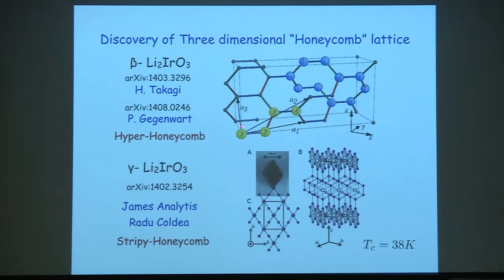And this is the conventional unit cell of this material. In the primitive unit cell, you have 4 sites. So it's actually a bipartite lattice. If you look at it, there is no hexagon here, so it's a bit of a misnomer to call it the hyper-honeycomb lattice. But the reason why it's called hyper-honeycomb is because each site is connected to 3 other sites. So the local connectivity is the same as the 2D honeycomb lattice.